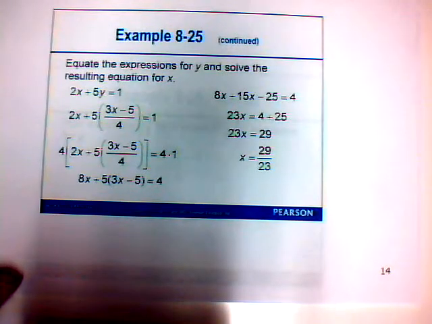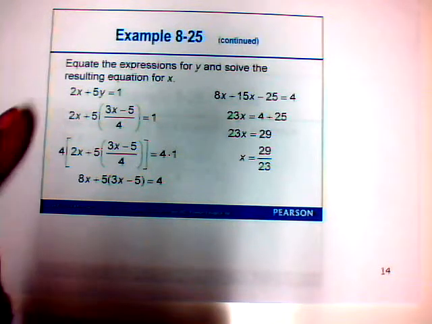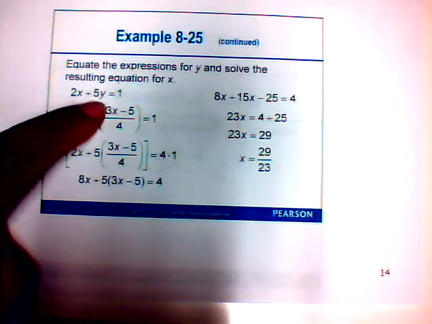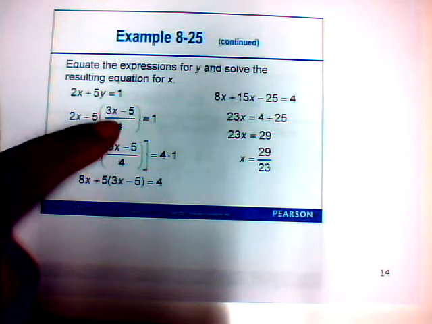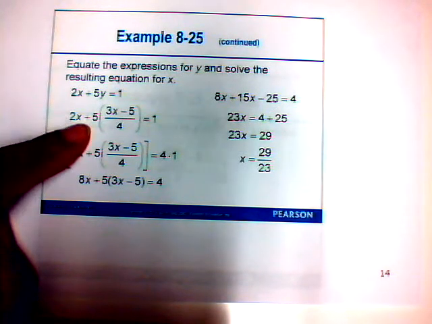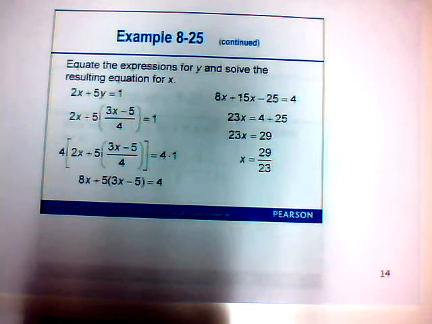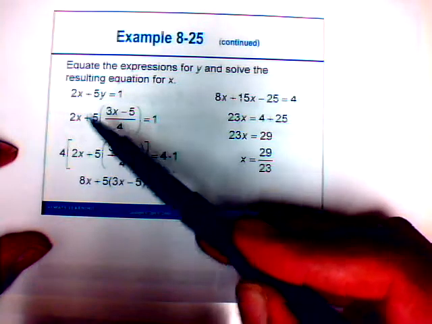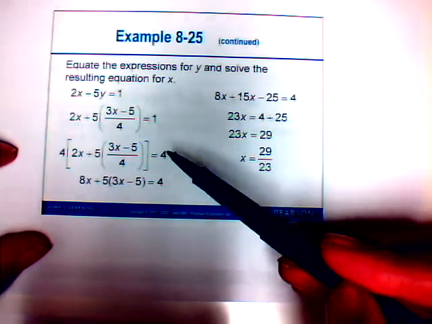Okay, now the next thing we're going to do here is equate the expressions for y and solve the resulting equation for x. We're going to take that second equation, which is 2x plus 5y is equal to 1. Replace the y with the 3x minus 5 all over 4. So now you get 2x plus 5 times the quantity 3x minus 5 divided by 4 equal to 1. Okay, now the next step, since we got that 4 in the denominator, what they did here is multiply both sides of the equation by 4.